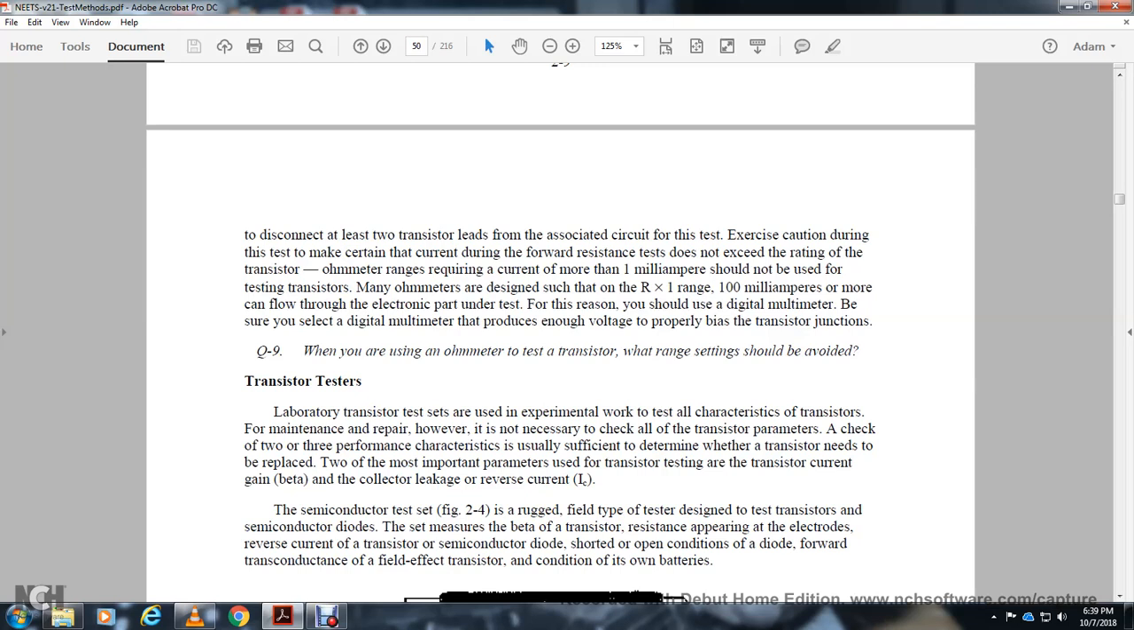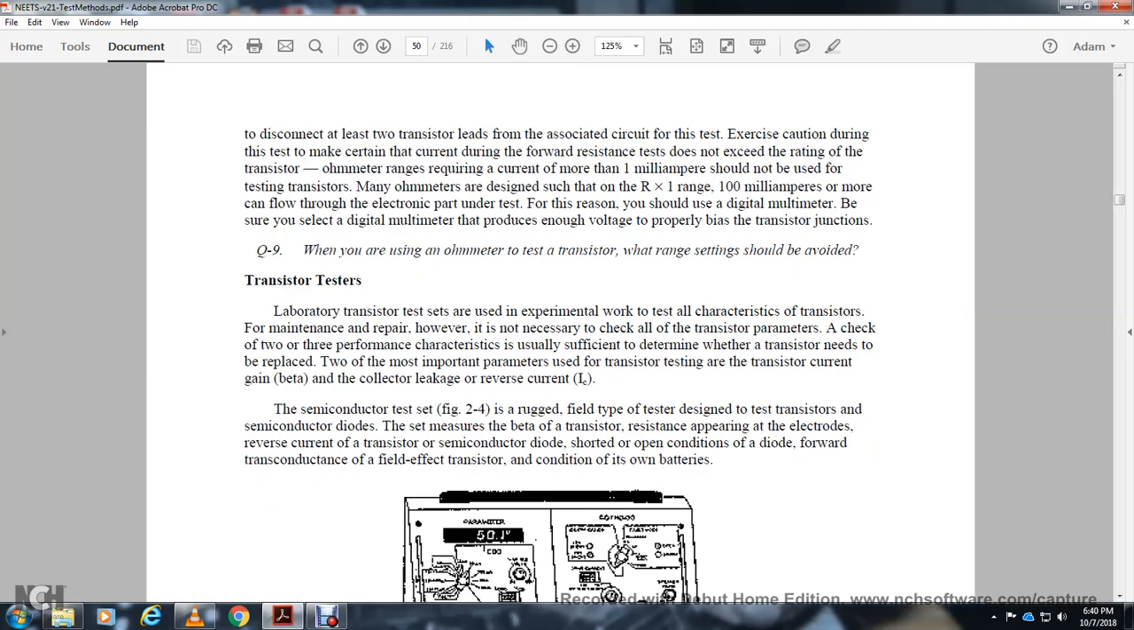Semiconductor tests: a semiconductor device is a measure of the transistor resistance appearing with the electrode, with the reverse current of the transistor, like a semiconductor diode, in shorted or open condition, the diode forward conducting.